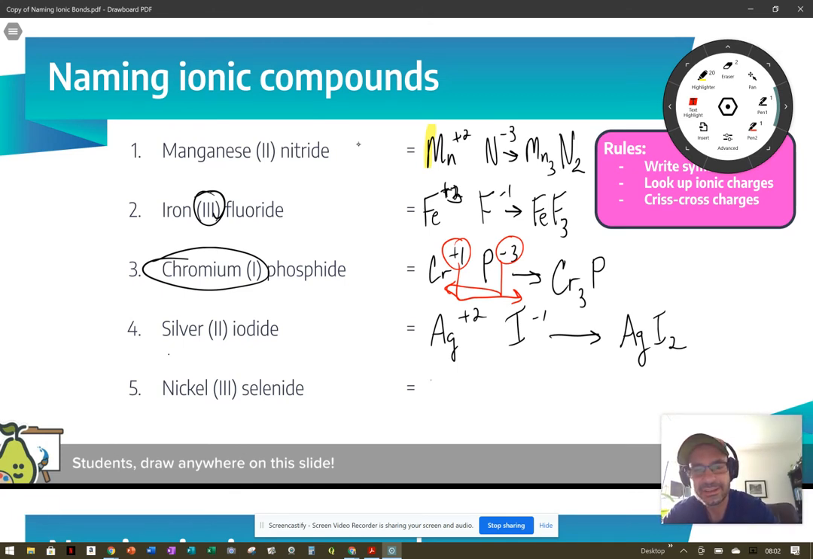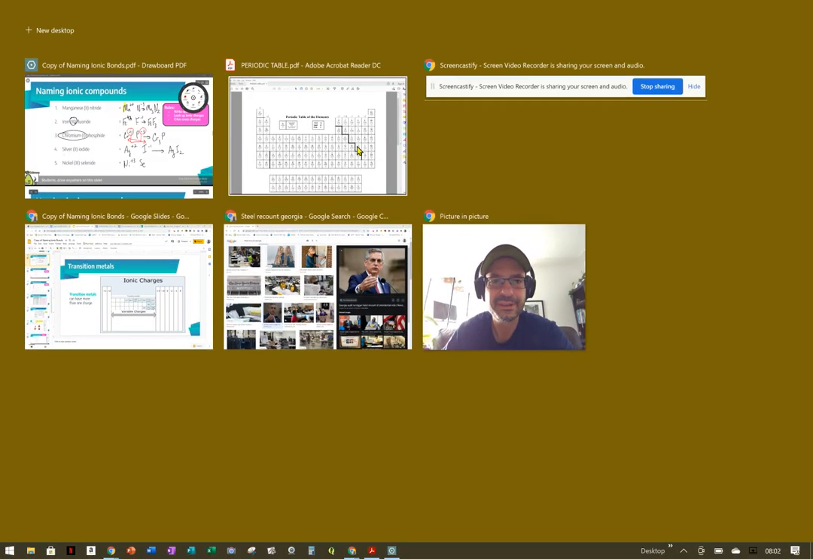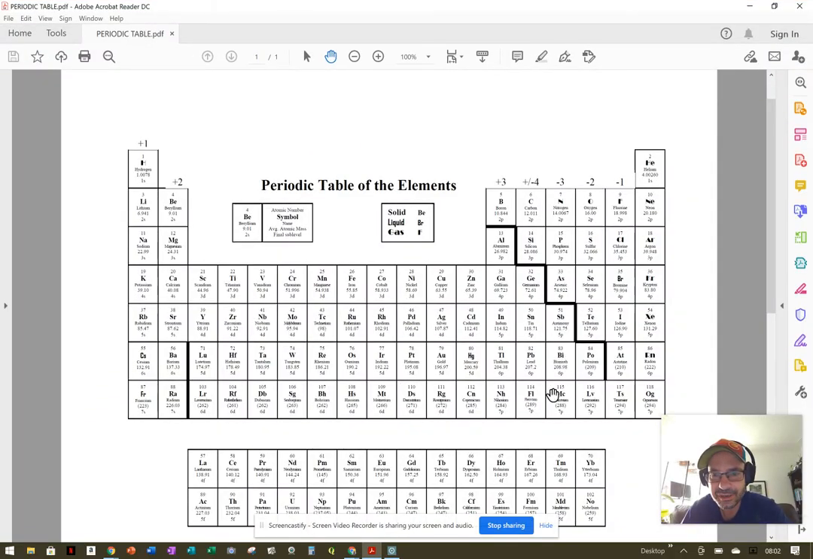Nickel 3 selenide, nickel is Ni, its charge is going to be +3. Selenide is Se. What is its charge? I got to look that one up. Selenium has a charge. Where did you go, selenium? Come on, there you go. It has a charge of -2.